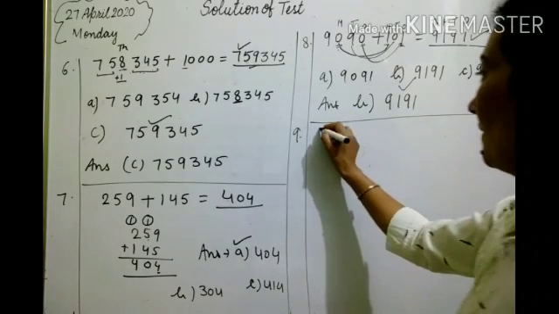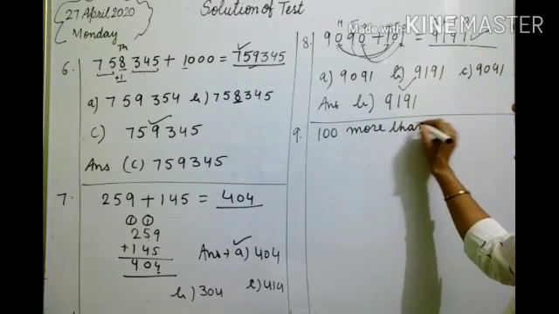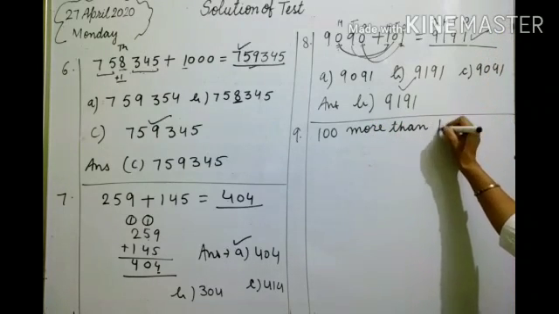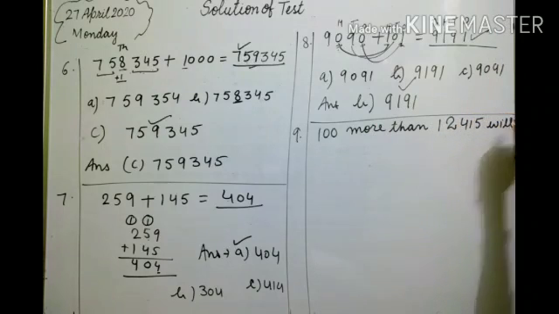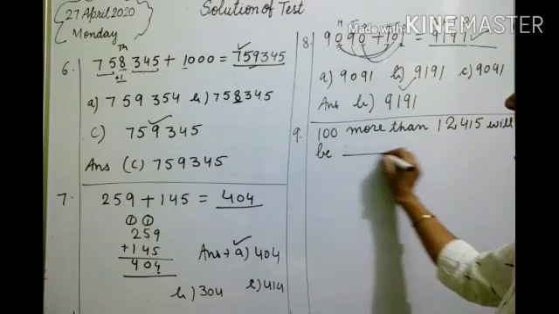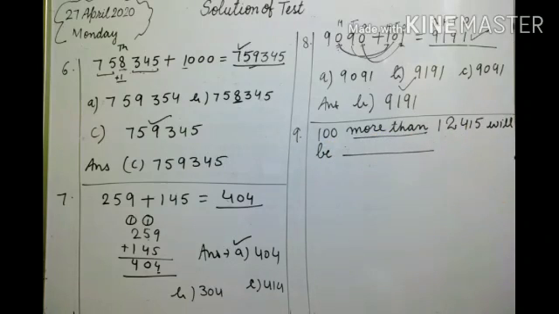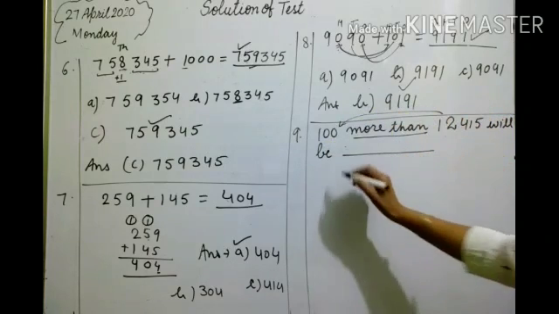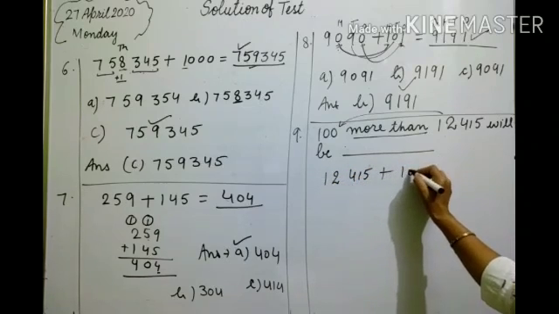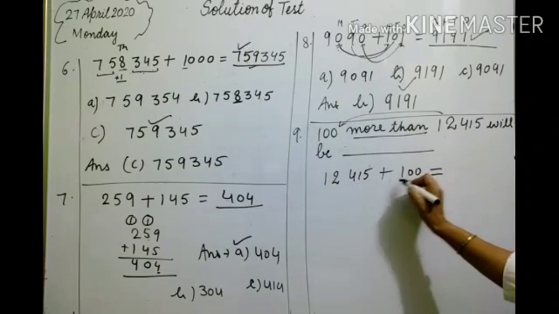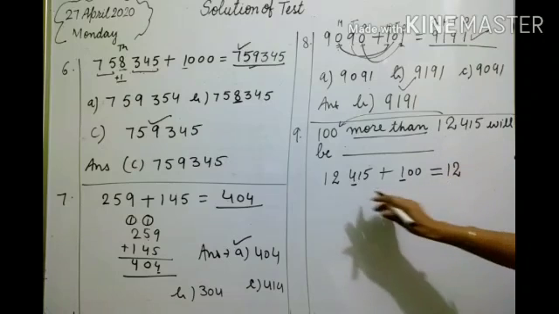Now question number 9. 100 more than 12,415 will be. If more than is given, it means we have to add both the numbers. So you will add both the numbers. As we are adding 100, so only the hundreds place digit will increase by 1. Other place digits will remain the same.